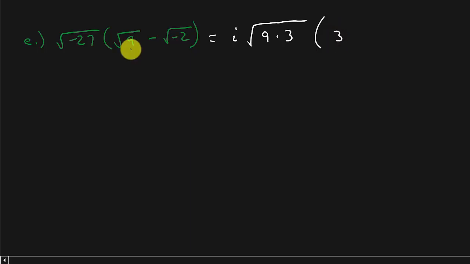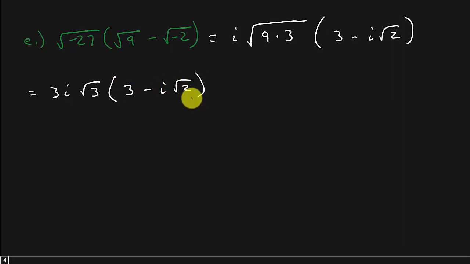Times square root of 9 is 3 minus i square root of 2. See the negative 1? That's i, right? So that's going to give us square root of 9 is 3. So that's 3i square root of 3. That 3 stays underneath. Times 3 minus i square root of 2. And now, look at that. I'm ready to distribute. So 3i square root of 3 times 3, that is 9i square root of 3. See, the 3 times this 3 is 9, right?